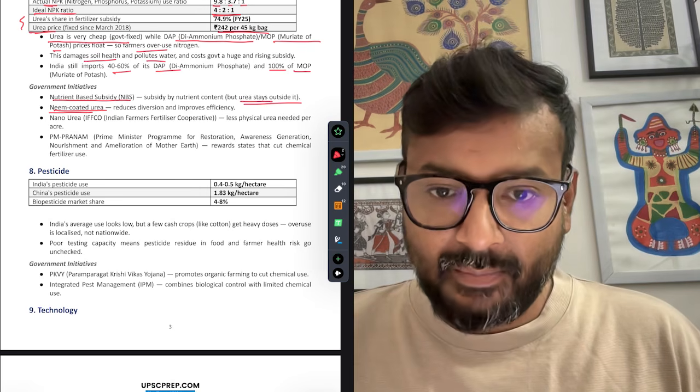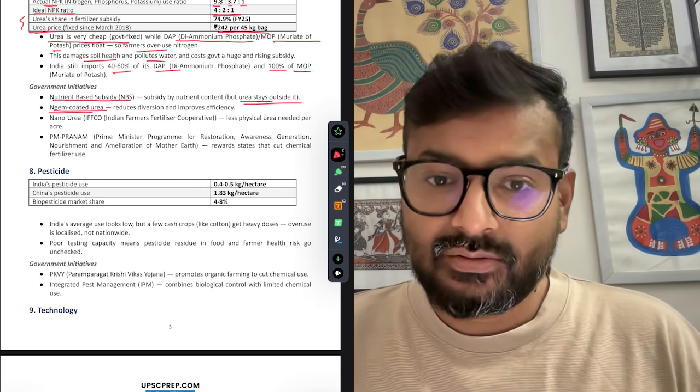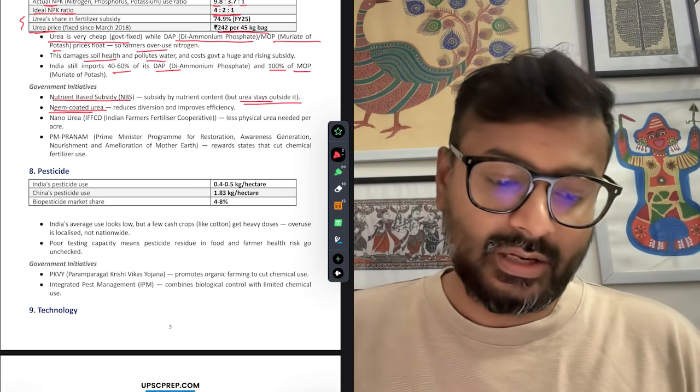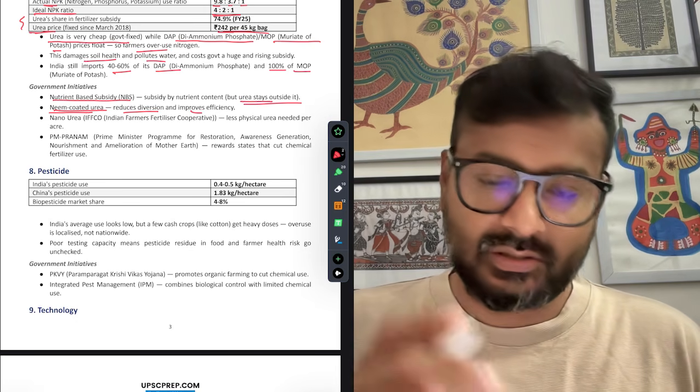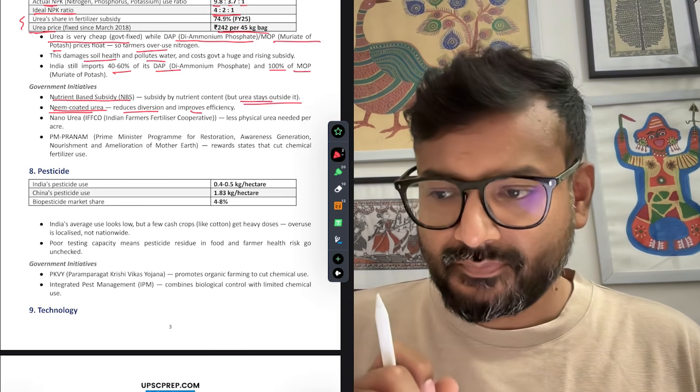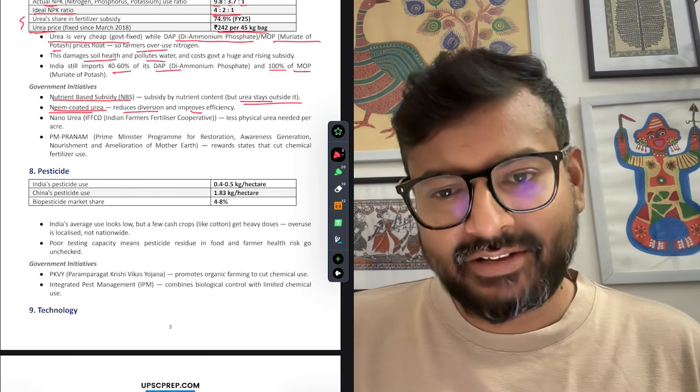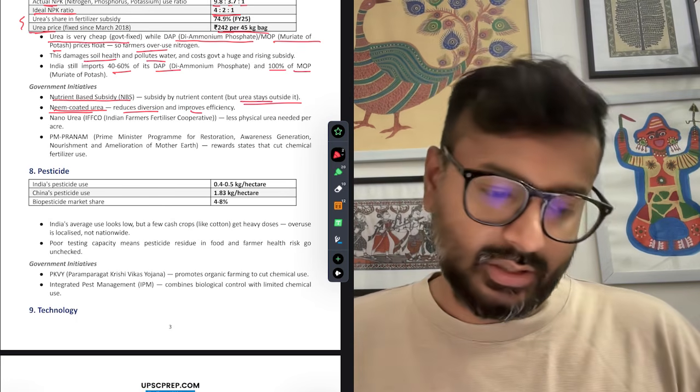Fake milk, fake paneer, and urea is used in them. So they are now neem coating urea to reduce diversion and also to improve efficiency, because the neem coated urea releases nitrogen at a much slower rate, which is good for the crops.